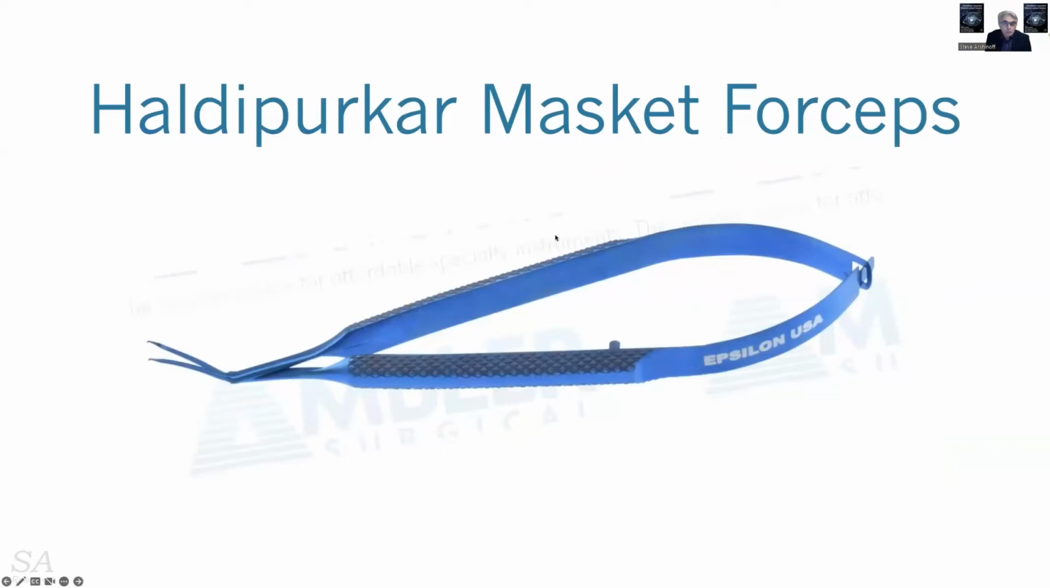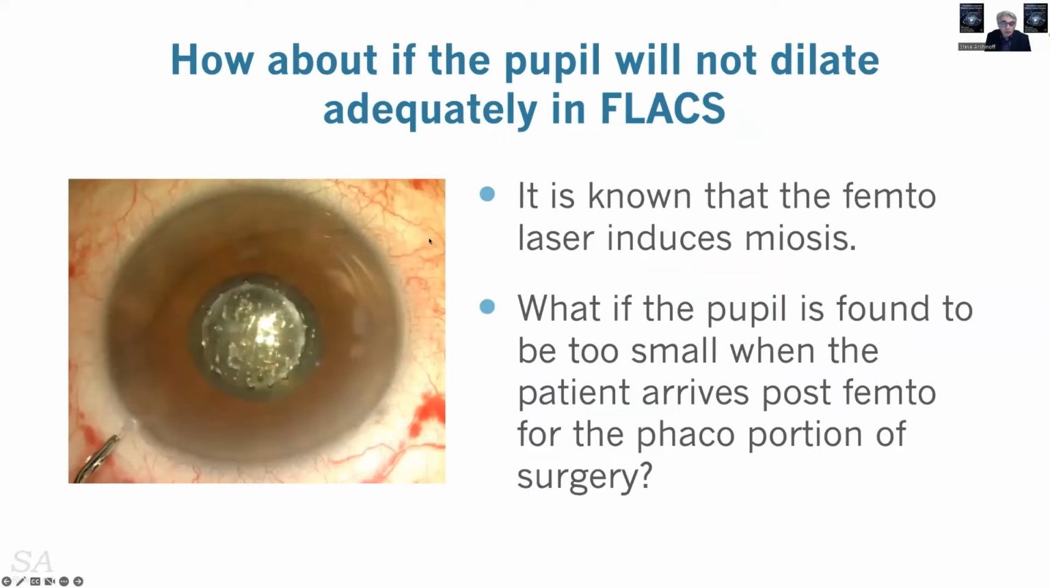These are the Haldane-Parker-Masket forceps. I don't get kickbacks, but they are very, very shallow. They have this nice hinge, so you can get them into a tiny space. And these little fine tips at the end allow you to push the capsule posteriorly and do the capsulotomy more easily. Okay, so then what happens if you do FLACS and you get a patient whose pupil doesn't dilate?